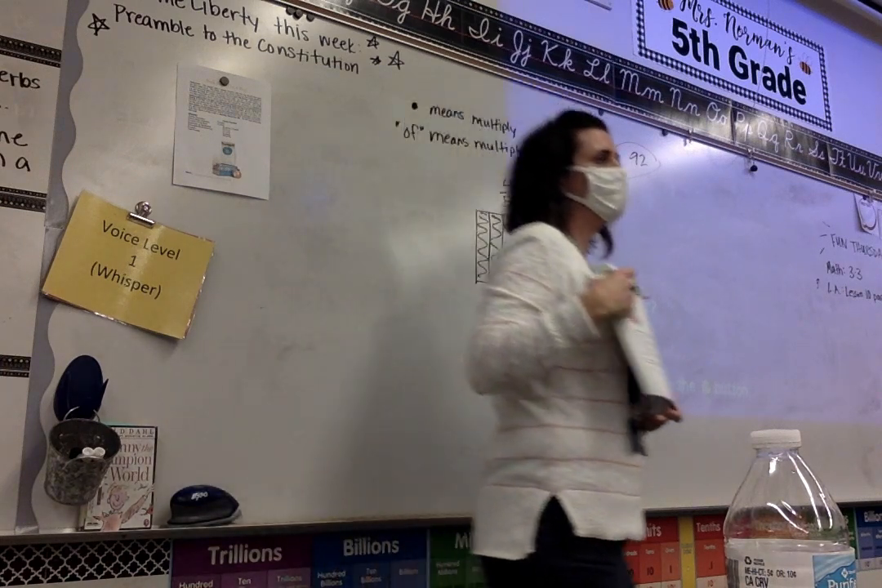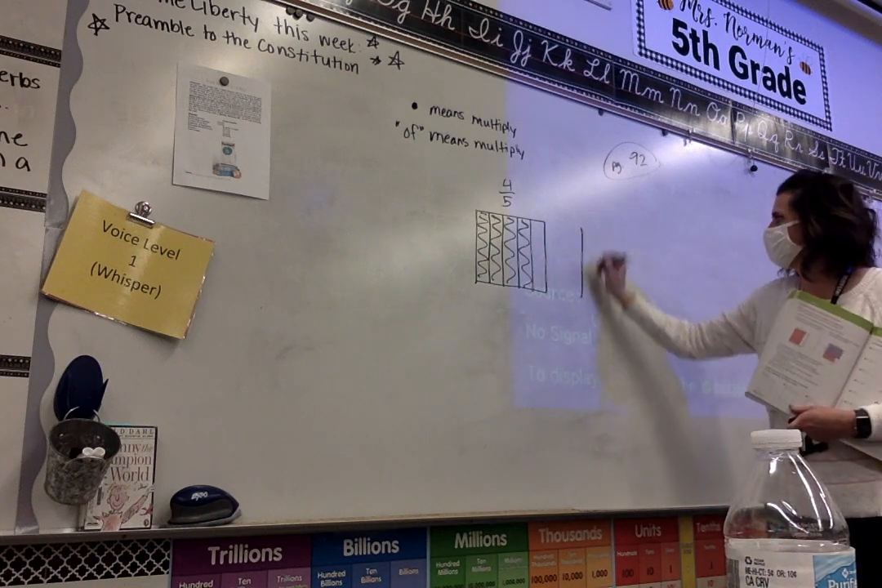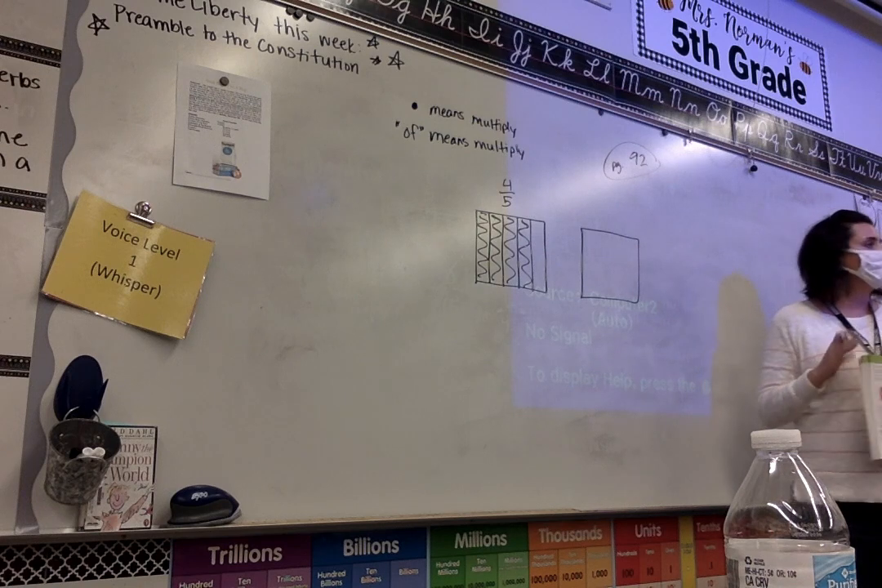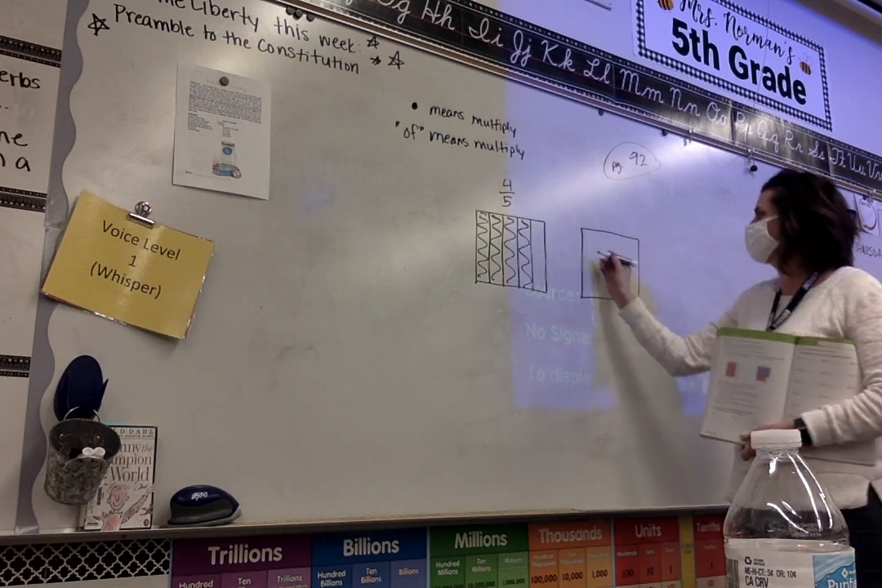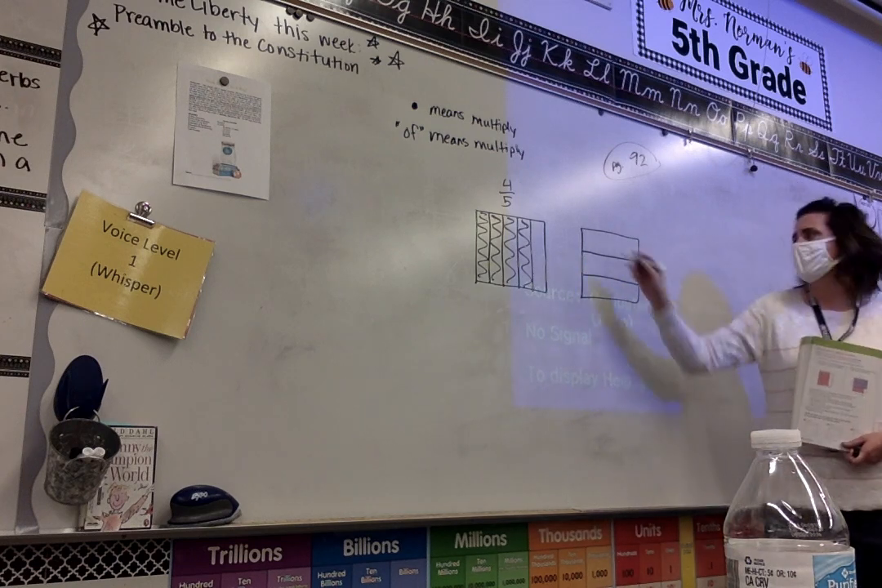The other part of the question is 2/3. I'm going to draw another one here. Now this one I'm going to model 2/3. So what I'm going to do is I'm going to take this one and divide it into thirds. And I'm going to color in those thirds.